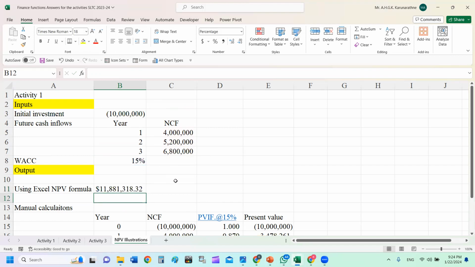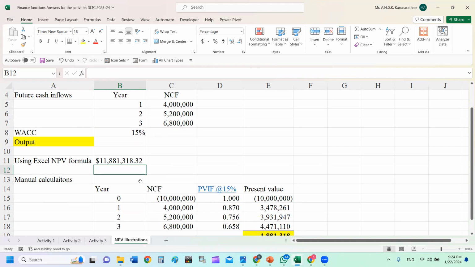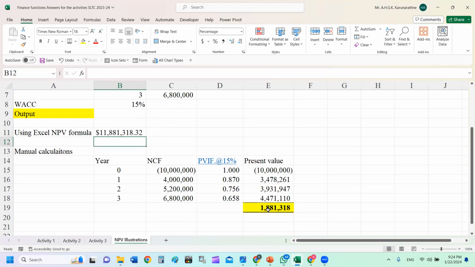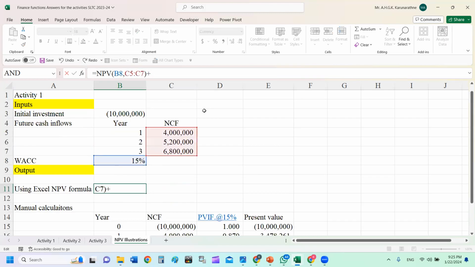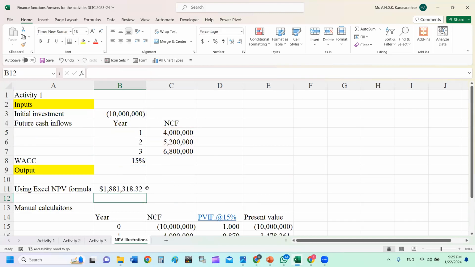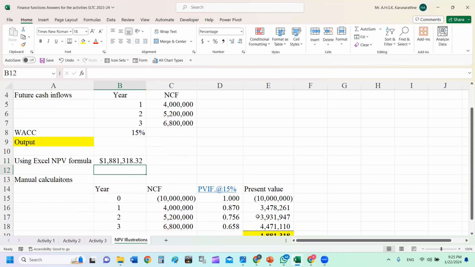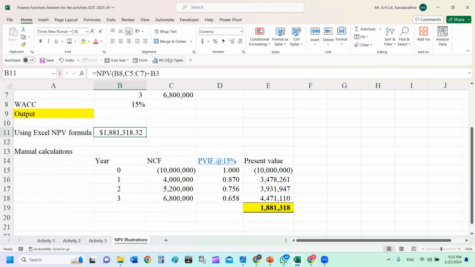You can see it is wrong. Our answer was 11,881,380. We need to adjust the initial outflow in this NPV formula, separately adding the initial outflow, because otherwise it exaggerates. You can see it is 1,818,000, the same manual answer.